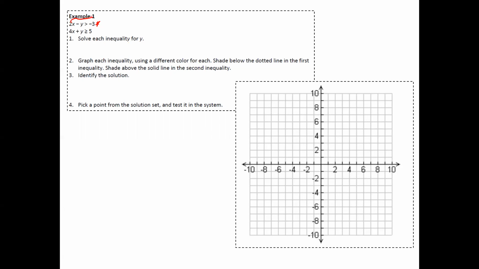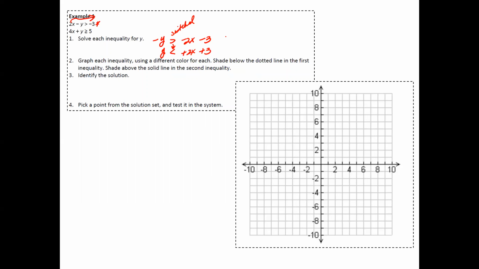I'm gonna move the 2 over to the right side. So then I will have a negative y is greater than negative 2x minus 3. Then I see the negative right here, and I don't want to have a negative y, I want a positive. So you have to switch the inequality. Do you see how it's switched? Because you're trying to get rid of a negative. That becomes a positive 2x and then a positive 3.